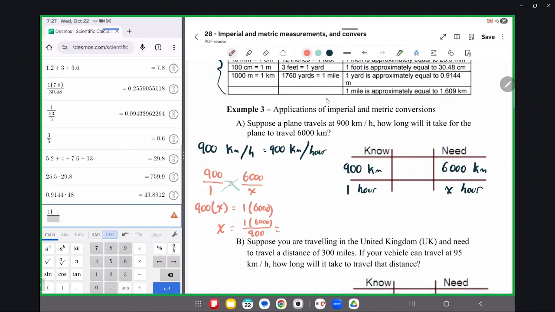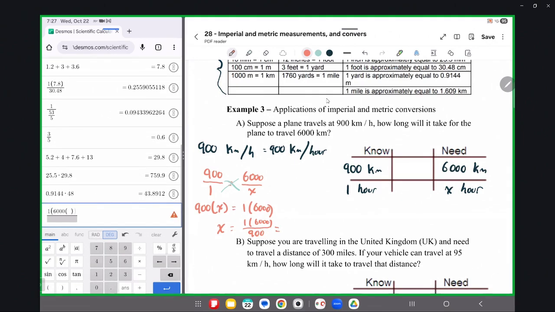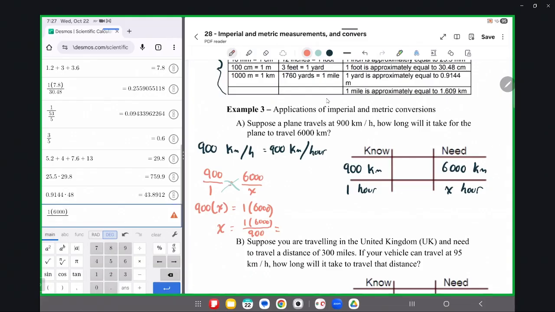So 1 multiplied by 6,000 divided by 900. Oh, off a bit. So this is going to be 6.66 repeating. So we'll call this 6.67 hours.